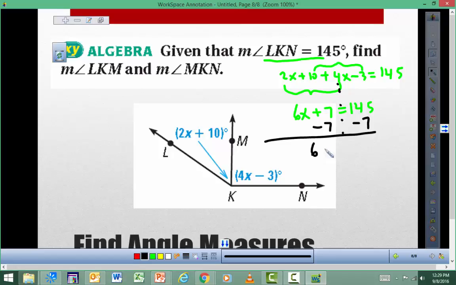So it gives us 6x is equal to 138. And if we divide by 6 here, divide by 6 here, I think we get x is equal to 23.